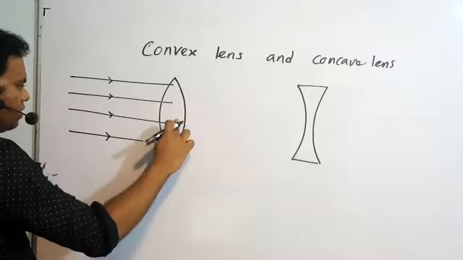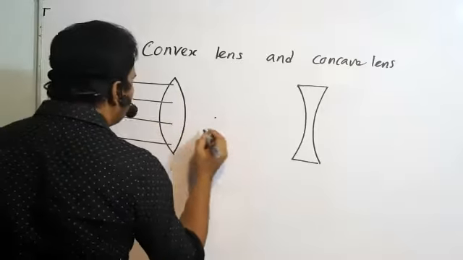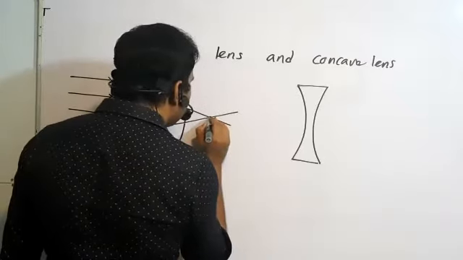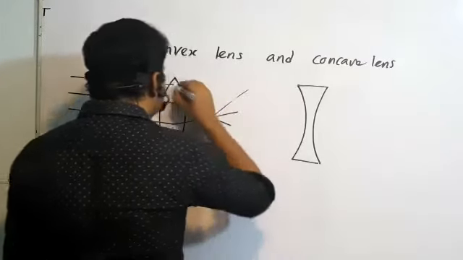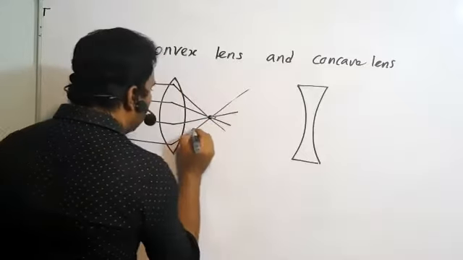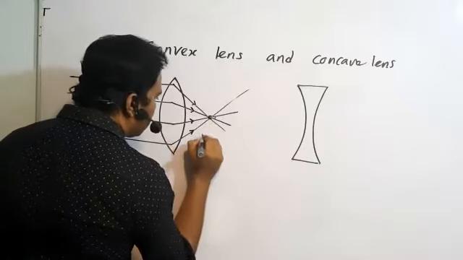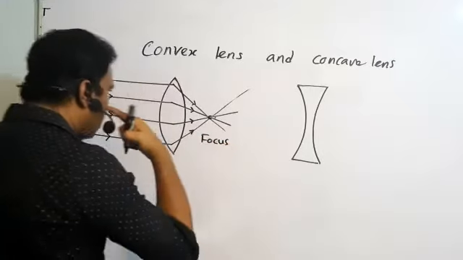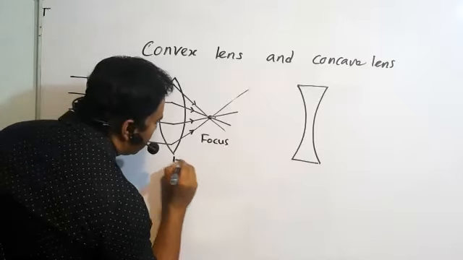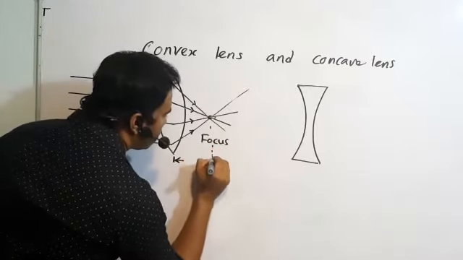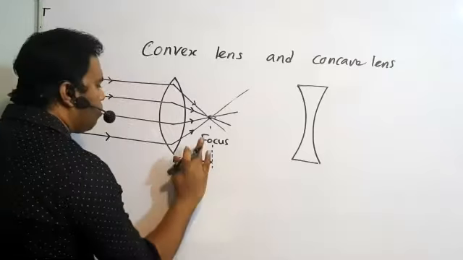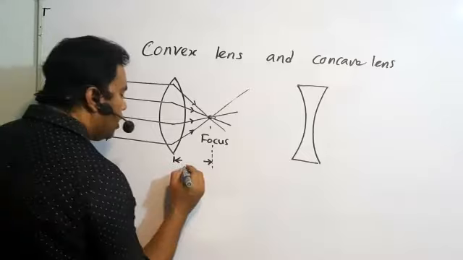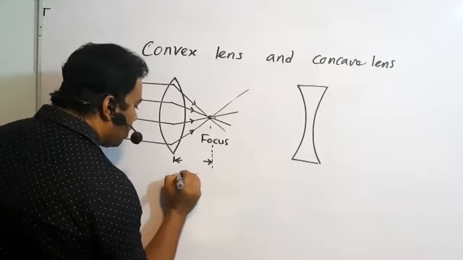What's the function of this convex lens? It converges these light rays into a single point. Okay, single point. We call that the focus. And the length between the focus and the plane of the lens, we call that focal length. That length is focal length.